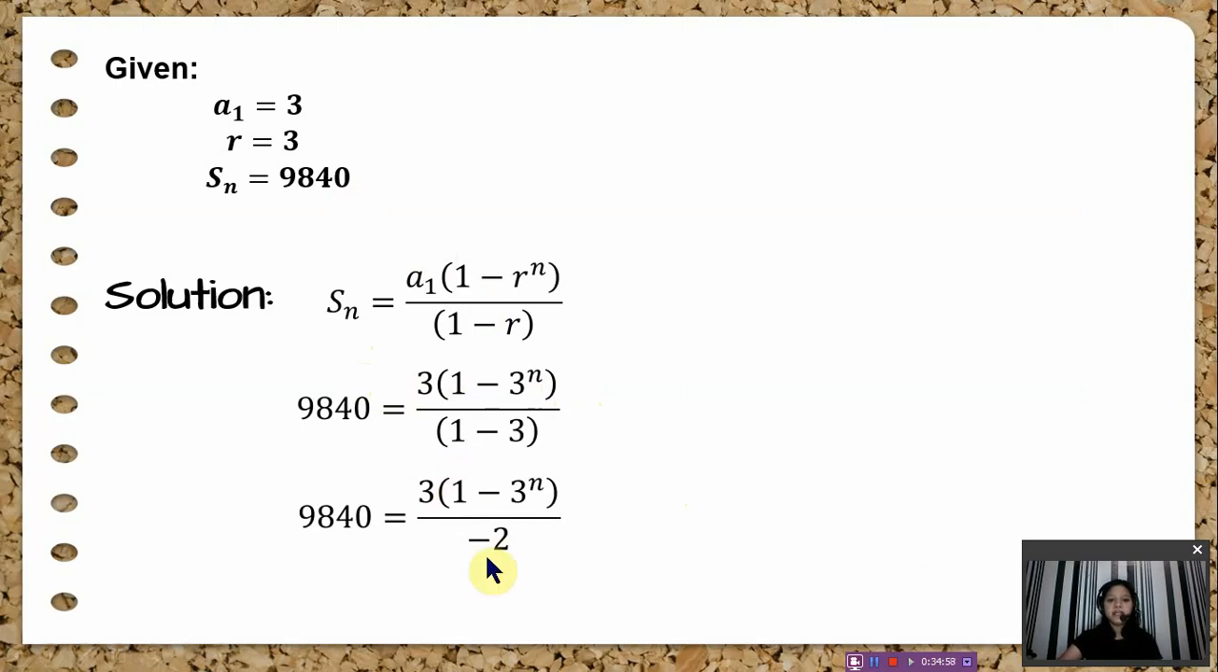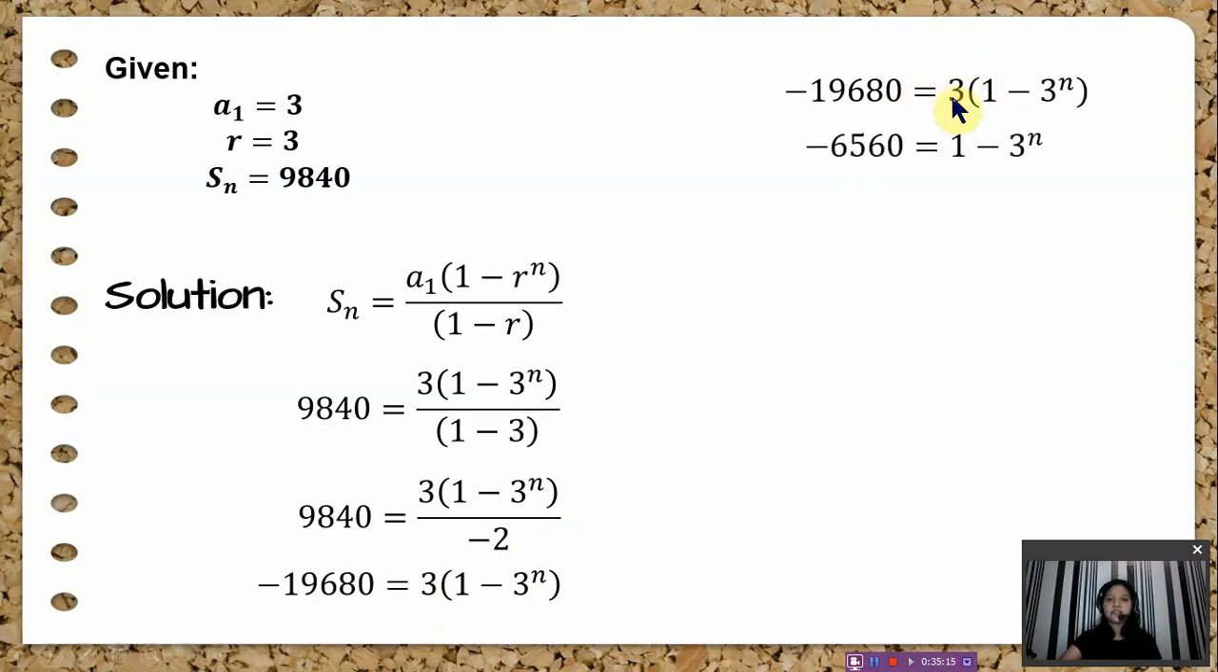Let's first multiply by negative 2. So, we will have negative 19,680 is equal to 3 times 1 minus 3 raised to N. Then, divided by 3 on both sides to remove this constant, we will have negative 6,560 is equal to 1 minus 3 raised to N. Then, transpose negative 1, we will have negative 6,561 is equal to negative 3 raised to N. It is just the same as 6,561 is equal to 3 raised to N.